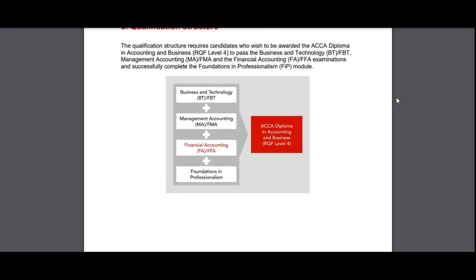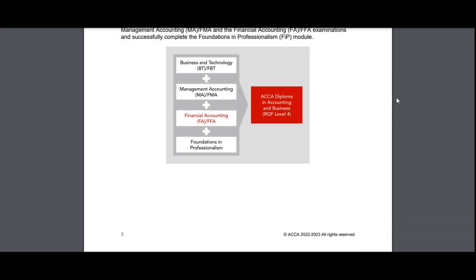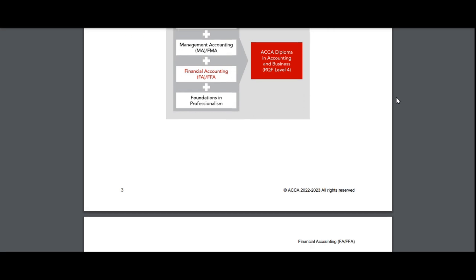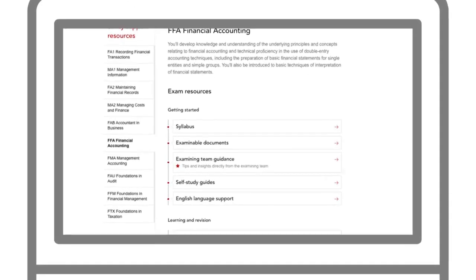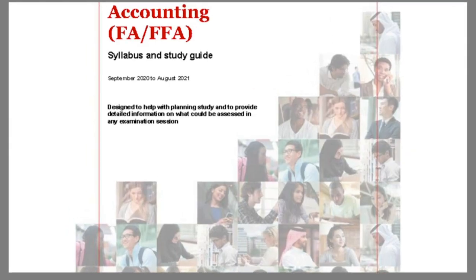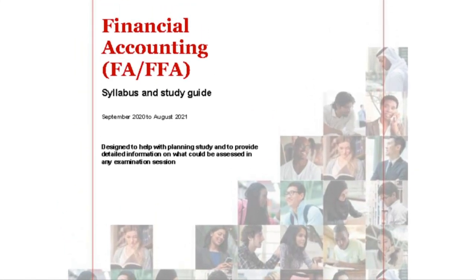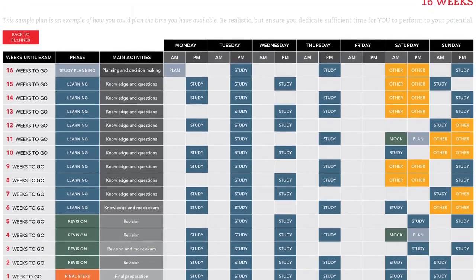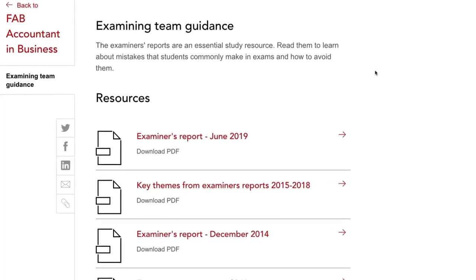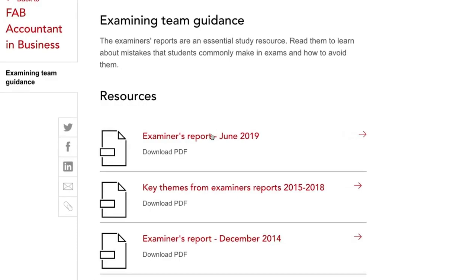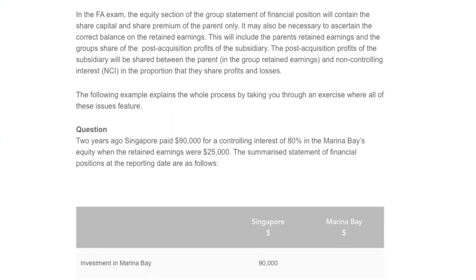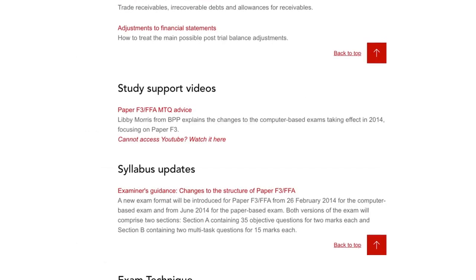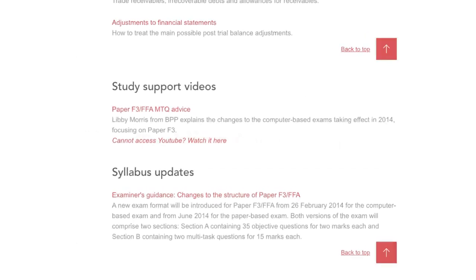ACCA recommends studying with an approved learning partner and using study materials from our approved content providers. However you study, ACCA will support your learning journey with a range of free resources. There's study guidance to help you get started and support throughout your learning journey to get you exam ready. There is guidance from the examining team, including examiners' reports, which provide constructive and detailed feedback. There are technical articles, exam technique guidance, as well as videos and webinars to support your studies.